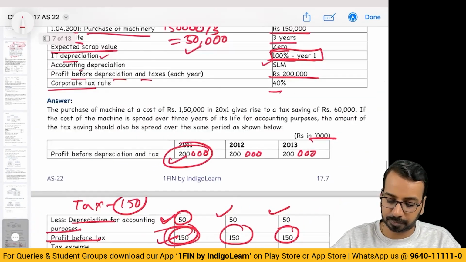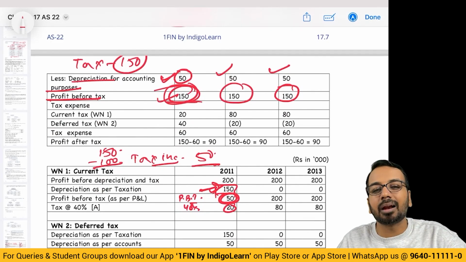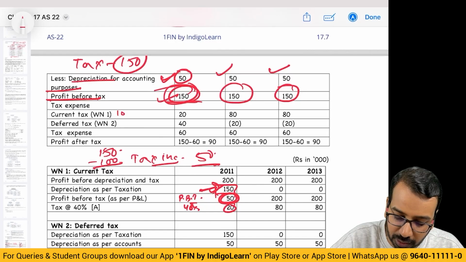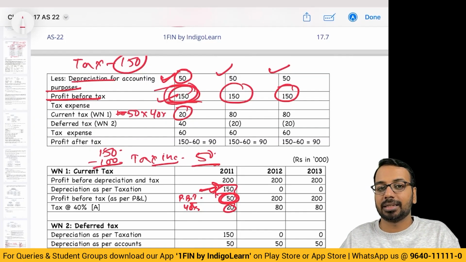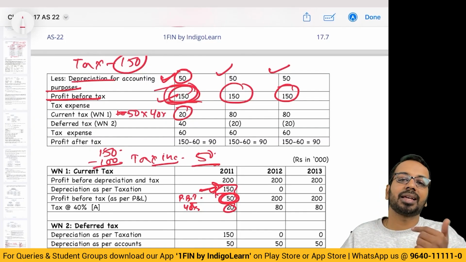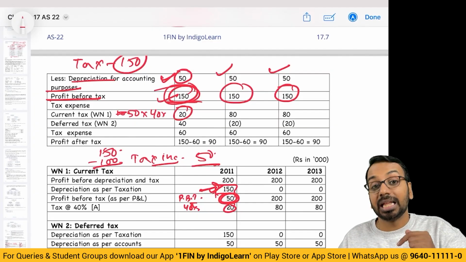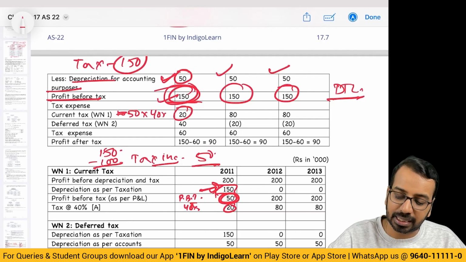Once again, I have profit before tax of 150. I get 100 of extra depreciation. So my taxable income becomes 150 minus 100, 50, multiplied by 40%. I get 20 as the current tax. I am paying a lower tax, but I have to pay a higher tax in the future. If I have to pay a higher tax in the future, it will be a deferred tax liability.